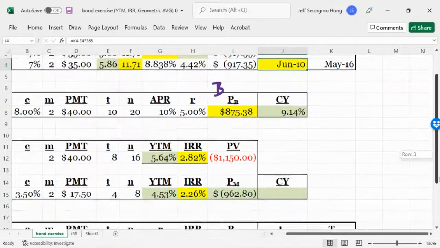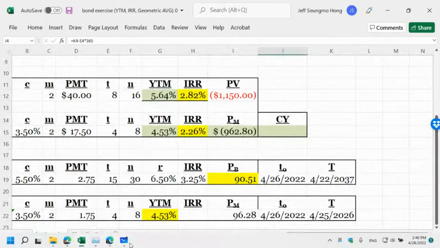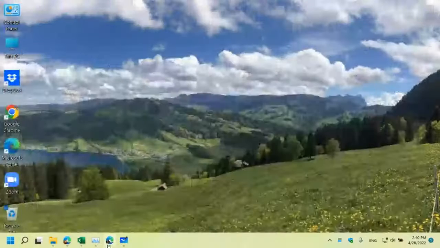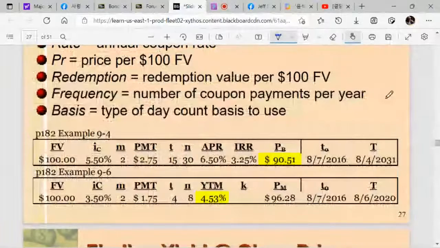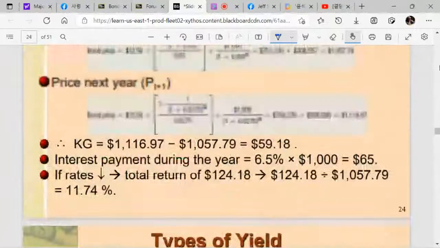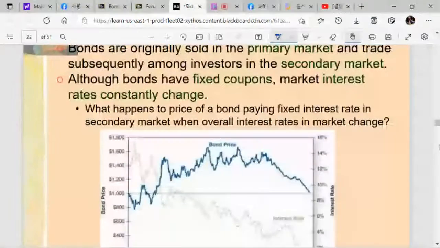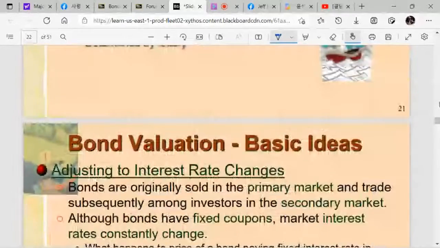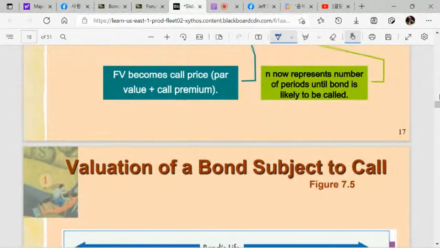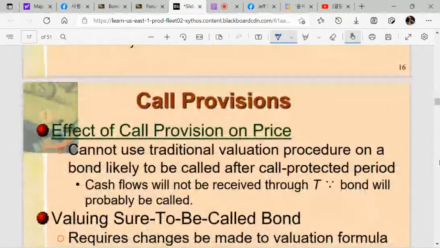All right, so that pretty much wraps up all the examples in the bond valuation. There are only two things left in the bond valuation. One is call, right? So the bonds, there are callable bonds and puttable bonds.